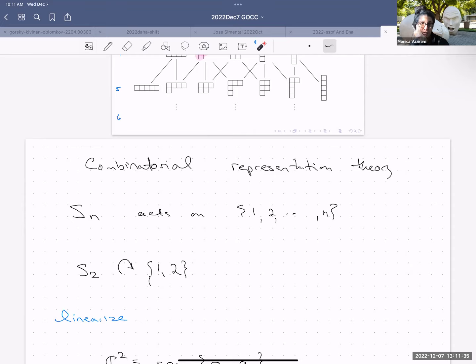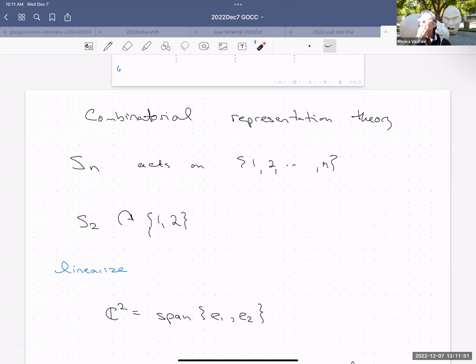One thing that's very useful, instead of just talking about groups and sets, is to linearize, to jump into vector spaces. Why might you do that? In modern mathematics, we often like to up our category level. A set is great, but a vector space encompasses sets, and you can do more with them. For instance, this set 1, 2, I could realize as C2, the span of e1 and e2, and this e1 and e2 are like my set elements 1 and 2. That's how I can think about linearizing: I just call this one a basis vector, call that one a basis vector, and see what happens.